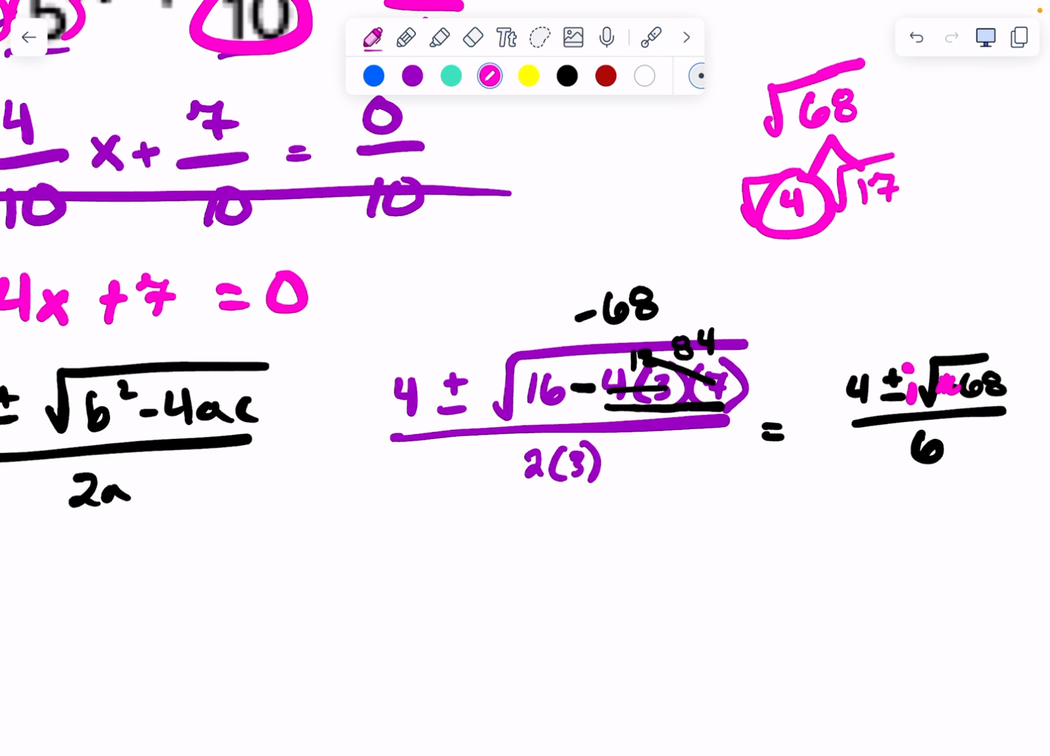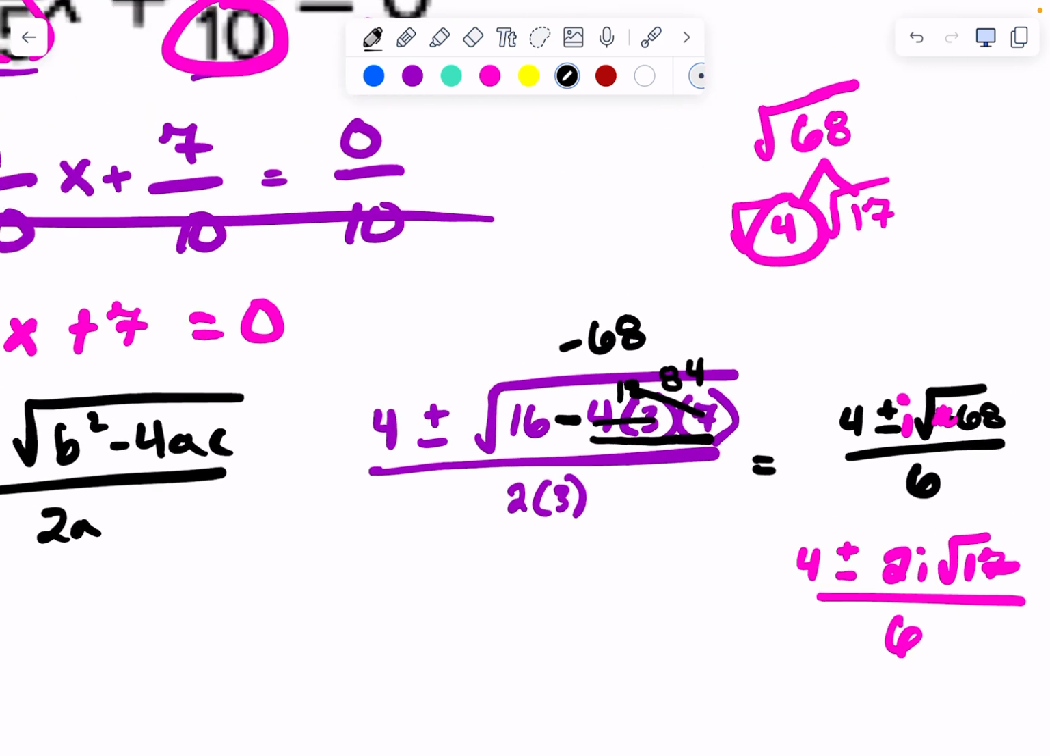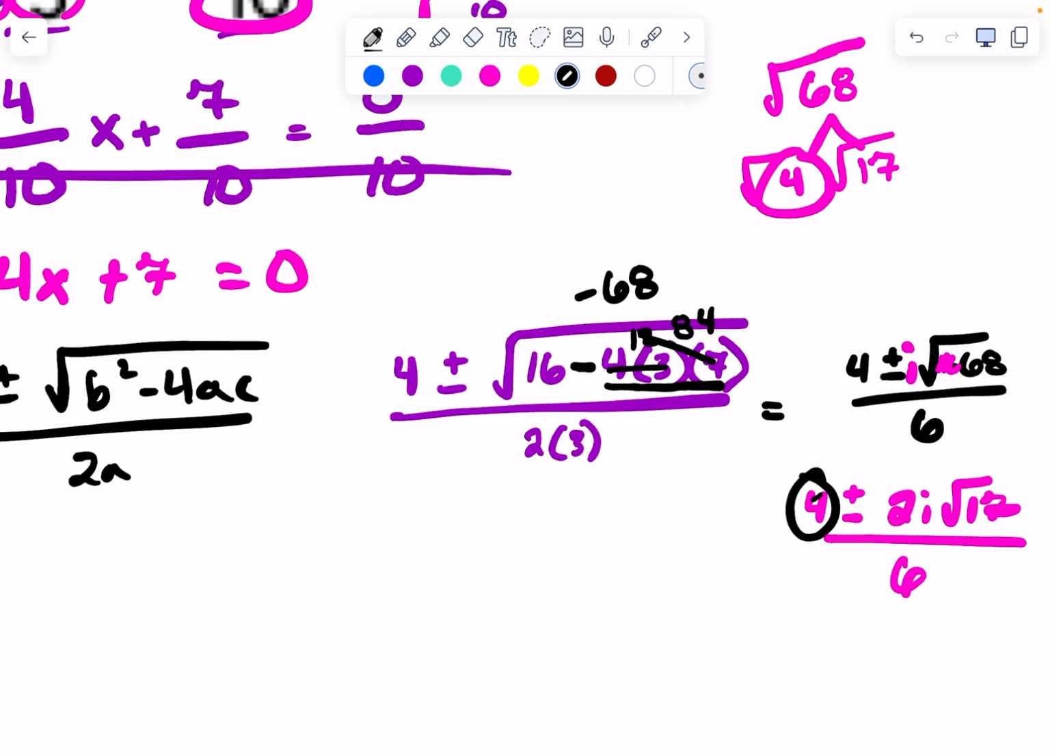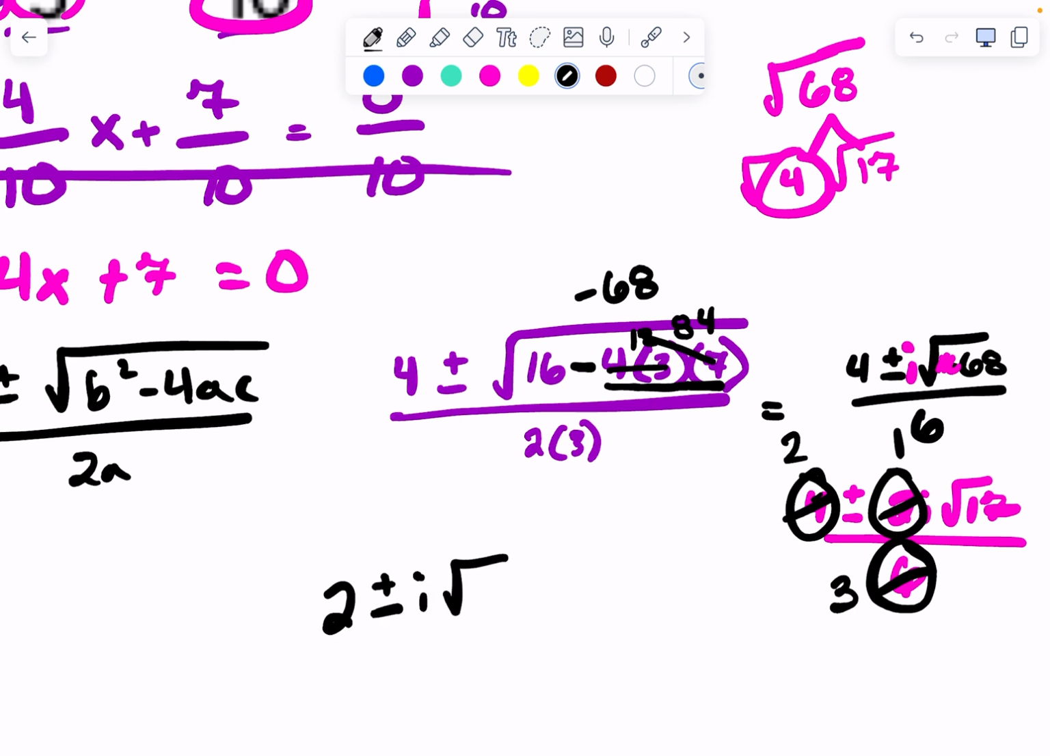So this guy is 4 plus minus 2i square root of 17, all over 6. Okay, I'm pausing. Now you can divide each one of these by 2, right? If I divide 4 by 2, that's 2. If I divide 2 by 2, that's 1. If I divide 6 by 2, that's 3. So final answer: 2 plus minus i square root of 17, I don't need the 1 there, all over 3. Beautiful.